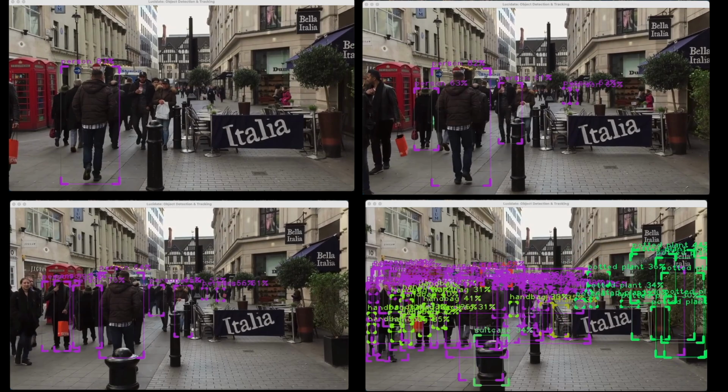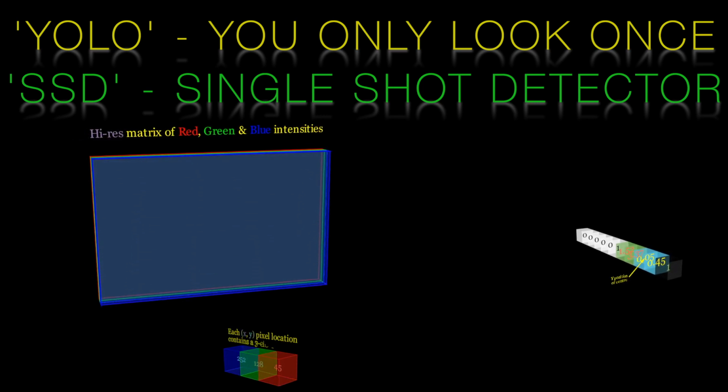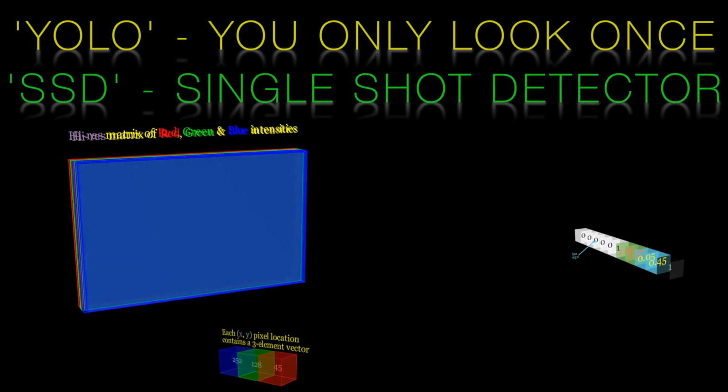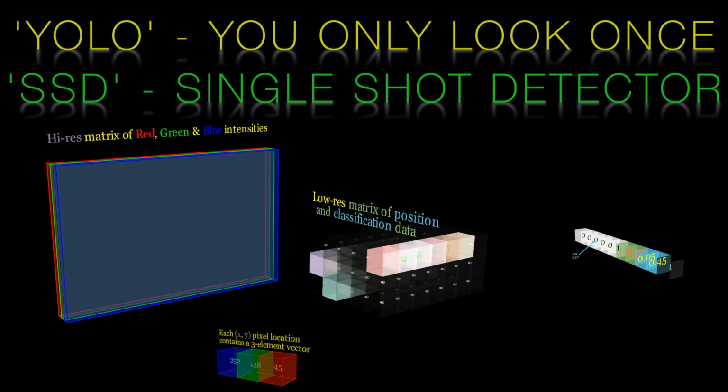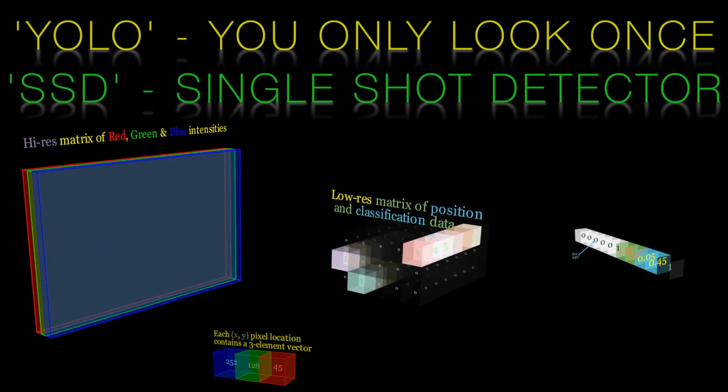These image processing techniques we have looked at in this video go by the names of YOLO and SSD. YOLO stands for You Only Look Once. SSD stands for Single Shot Detector. Both algorithms have much in common: a high-resolution input layer of RGB pixel intensities, and a low-resolution output layer containing object type and position information. There are some subtle differences which are too nuanced to go into a 20-minute video.